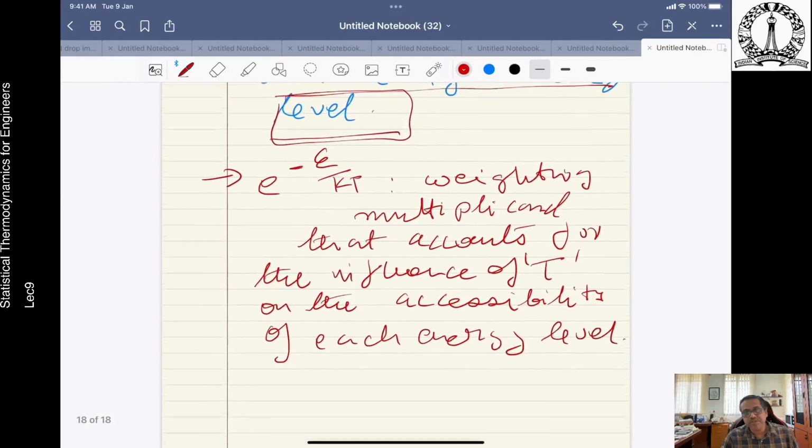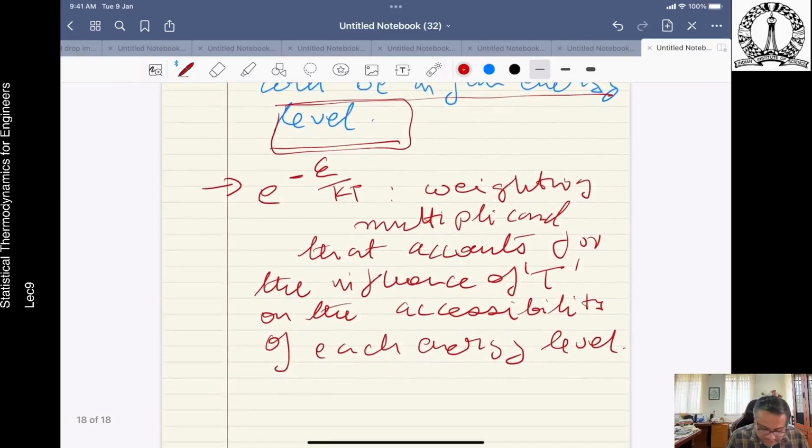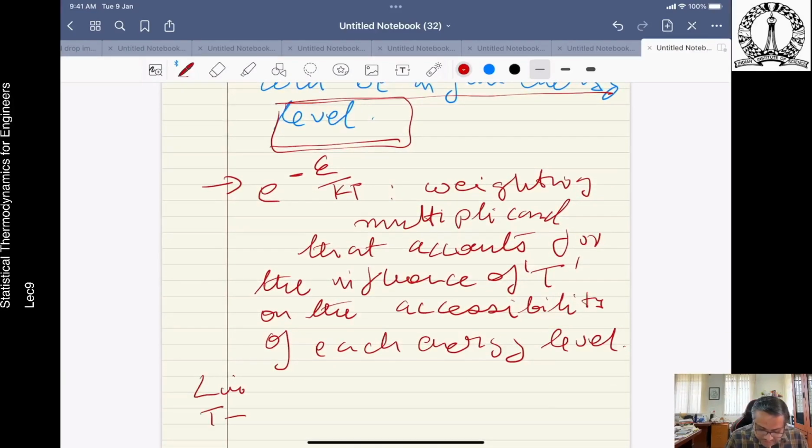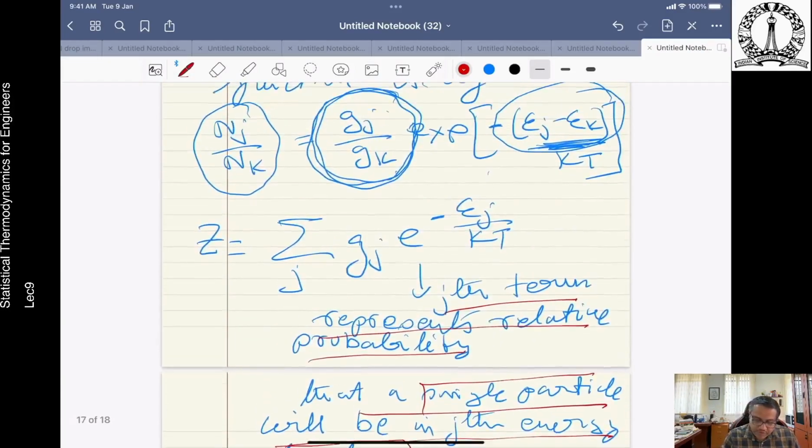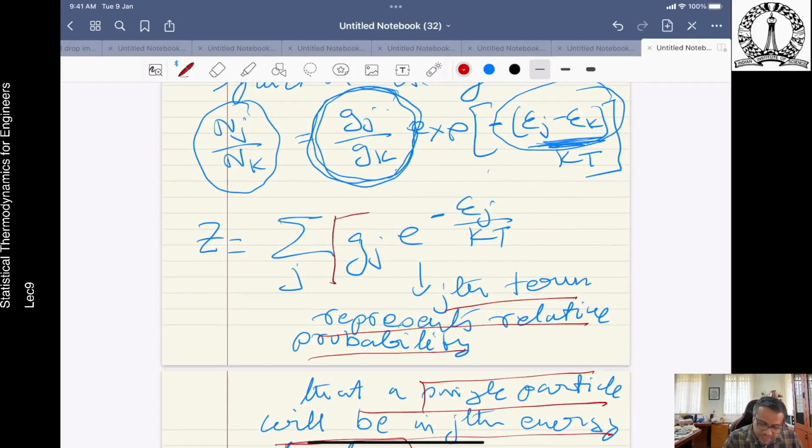Got it? So this is like this, and in the limit, when temperature goes to infinity, this just becomes Gj. So what does this essentially imply? If you look at this expression very clearly, there is a degeneracy term and then there is a multiplicand which sits. This multiplicand is given by the energy.